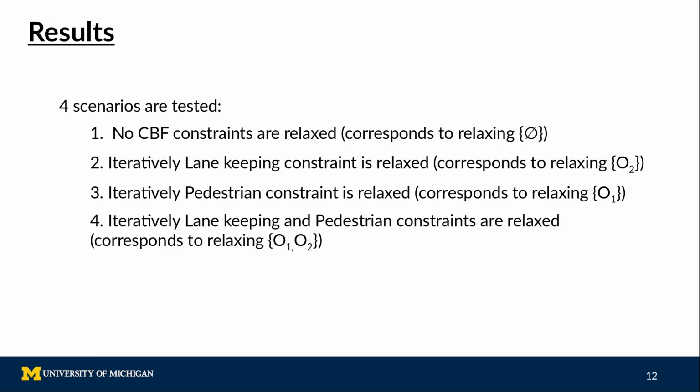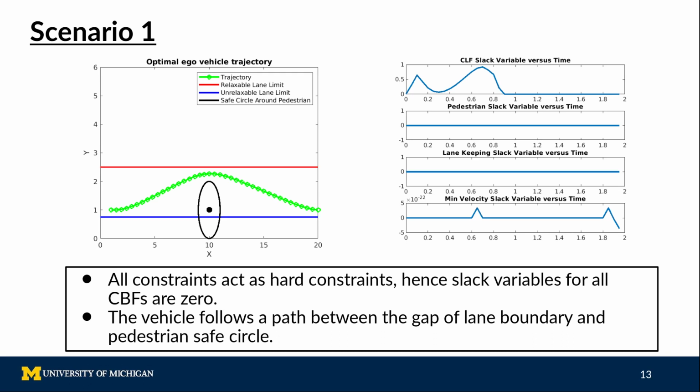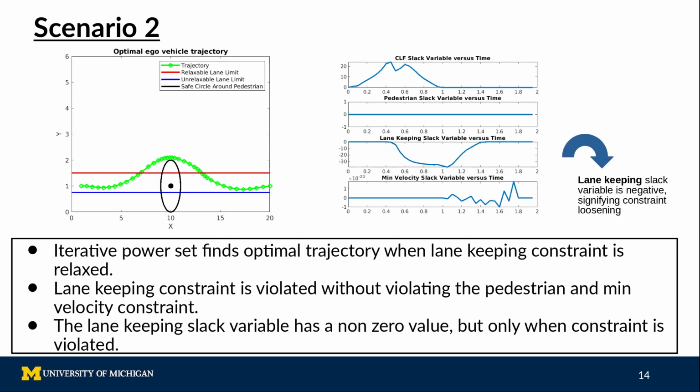So for the results, we were testing 4 scenarios here. No CBF constraint is relaxed, the lane keeping constraint is relaxed, the pedestrian constraint is relaxed, and both lane keeping and pedestrian constraints are relaxed. So for the first scenario, all the constraints act as hard constraints, so all the slack variables for all the CBFs are 0. And you can see the vehicle follows a path between the gap of the lane boundary and the pedestrian safe circle. For the second scenario, we relax the lane keeping constraint, and the iterative power set will find the optimal trajectory when lane keeping is relaxed.